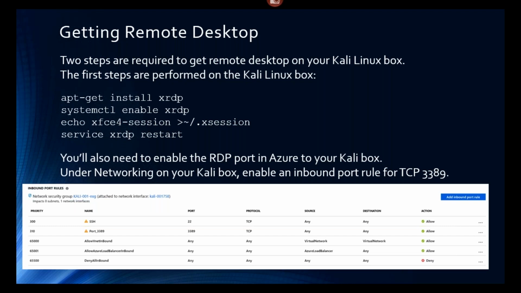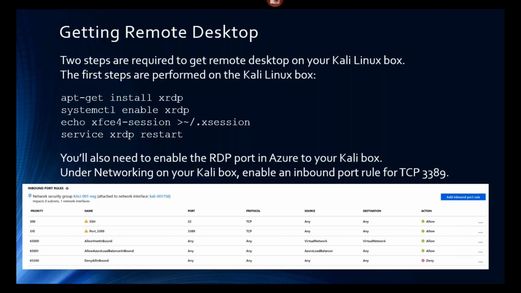So in order to, first of all, get the remote desktop, there's two steps that are required. The first is to actually enable the RDP components or install the RDP components on your Kali Linux box, which are the first 4 commands there listed starting with the apt-get and ending with the service xrdp restart. So xrdp is the Linux version of RDP.